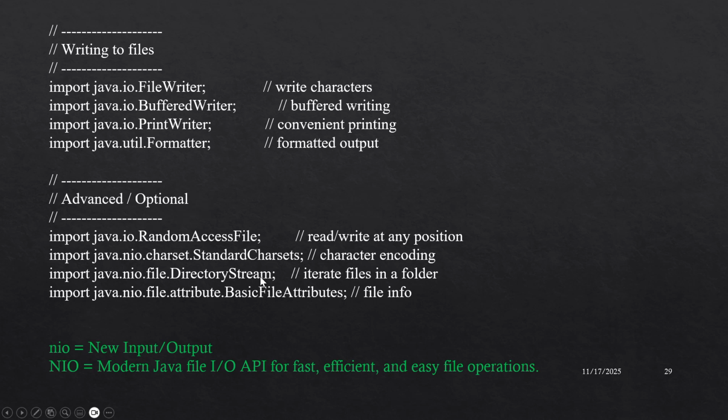Some advanced or optional imports are needed only if you are highly dedicated or curious to know about them. Also, you can search for them on the website and you will learn about them. So here are those meanings. NIO is a modern Java file IO API for fast, efficient, and easy file operations. That's why in modern Java, you have the opportunity to use this one.